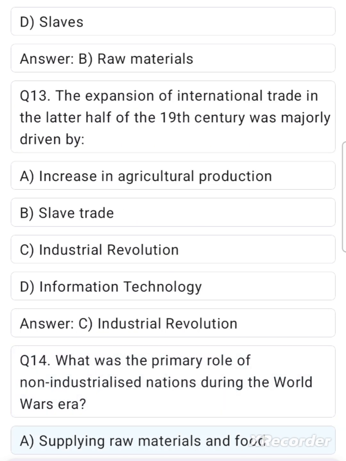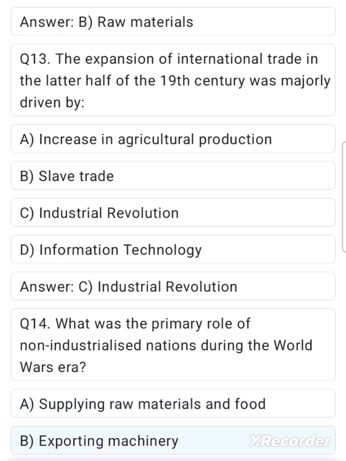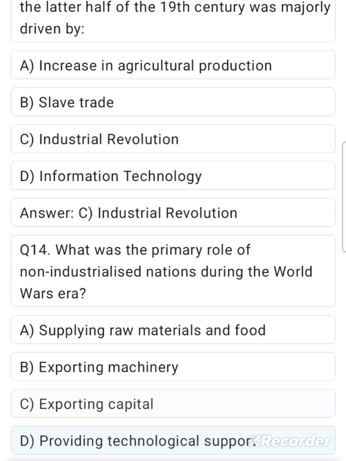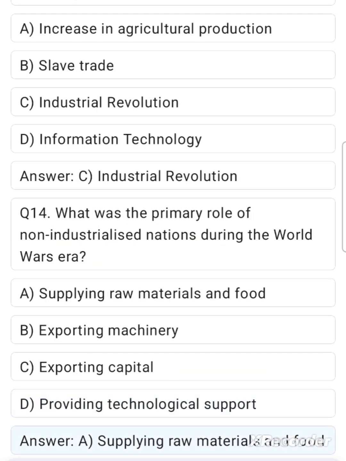Q14. What was the primary role of non-industrialized nations during the World Wars era? A. Supplying raw materials and food. B. Exporting machinery. C. Exporting capital. D. Providing technological support. Answer. A. Supplying raw materials and food.